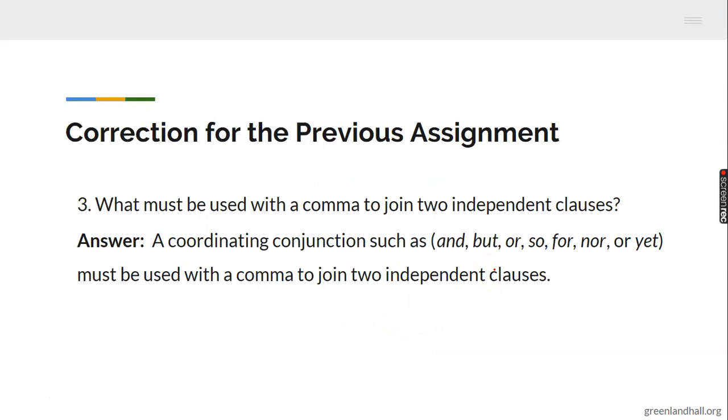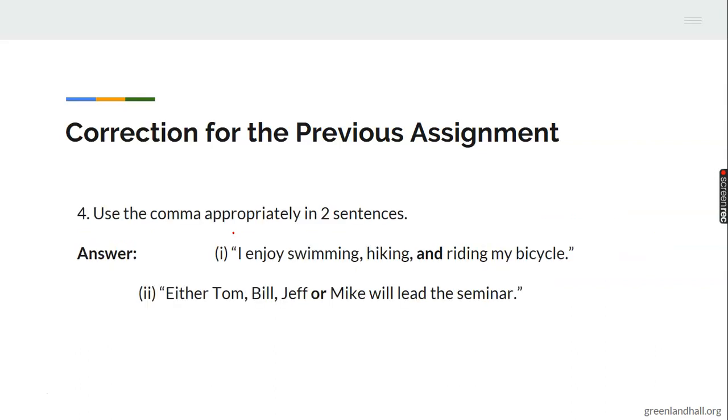The third one, what must be used with a comma to join 2 independent clauses? You can see the answer. A coordinating conjunction must be used with a comma to join 2 independent clauses. And when we say coordinating conjunction, it deals with and, but, or, so, for, nor, or yet. Okay? So let's move to the next question.